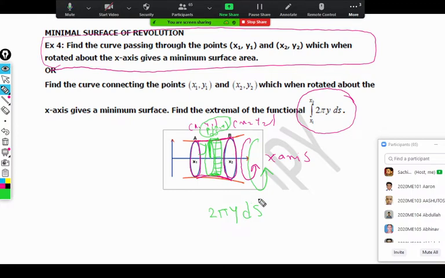So 2 pi y ds is the surface area of that disc, and we want the complete, entire surface area. So we have to just integrate it from x1 to x2 of 2 pi y ds. Our aim is to minimize this integral, because the question is: what is the curve for which, when we rotate it about the x-axis, we get a minimum surface area? Is the question clear first?